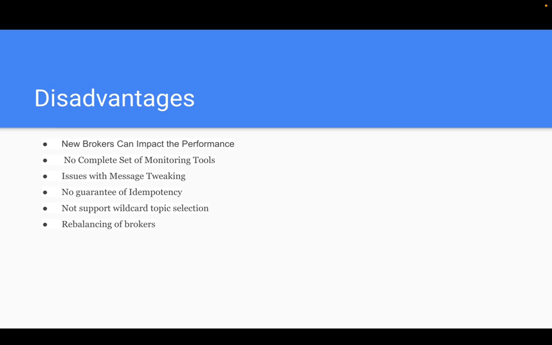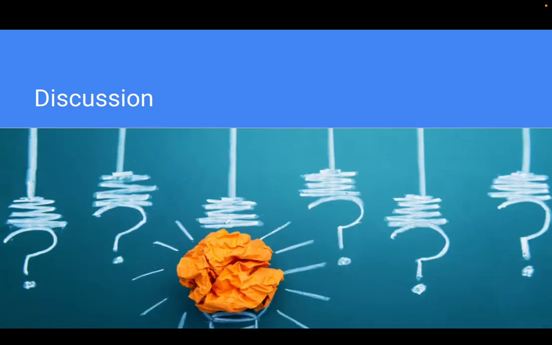And for rebalancing of brokers, if you want to add new brokers to the system, the other brokers connected with the topic partition will be rebalanced. During this time, if your system is getting data, you cannot guarantee that the data will be unique, or that there will be no redundancy in that data. So these are the major disadvantages when using Kafka.